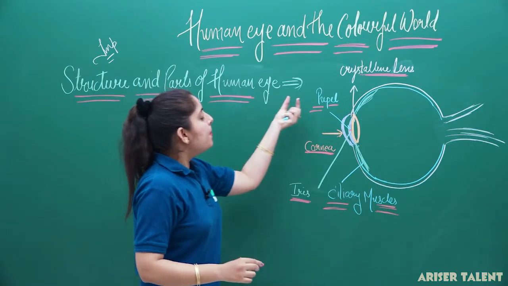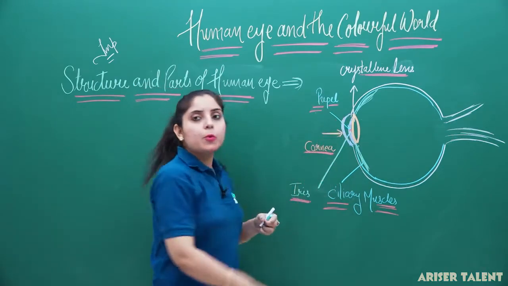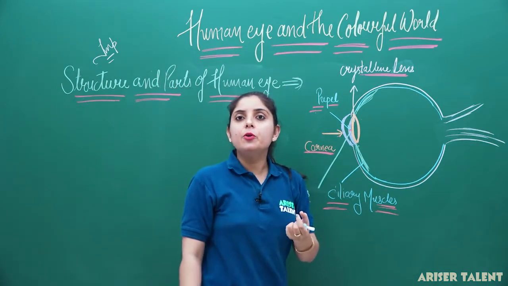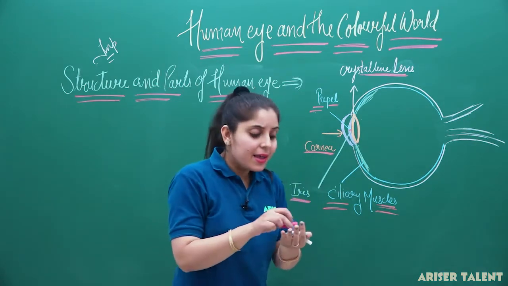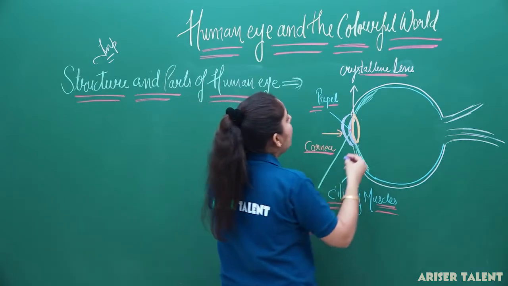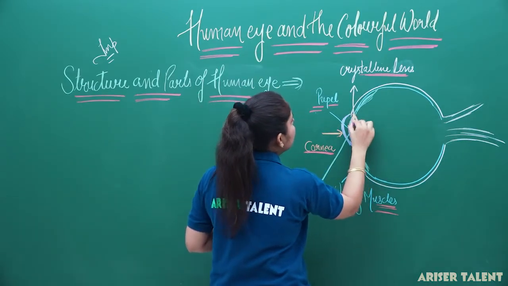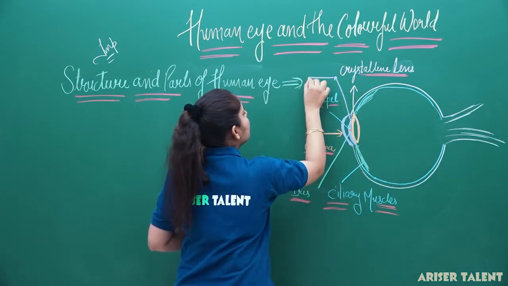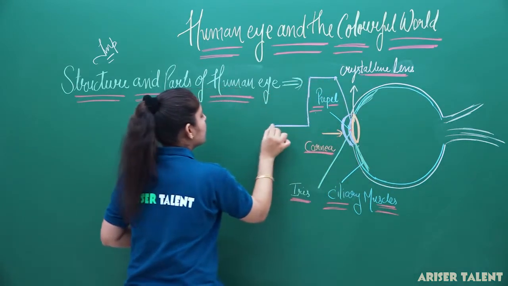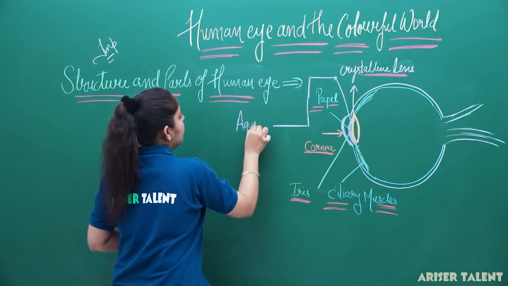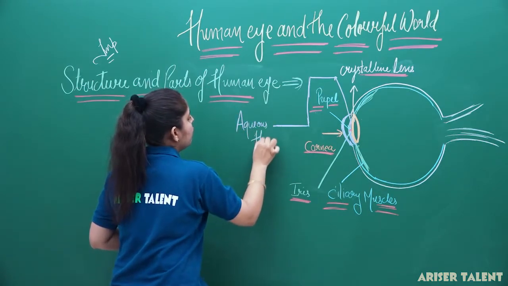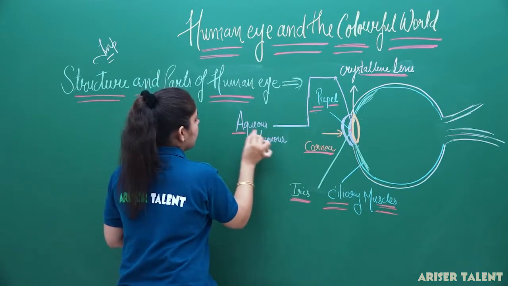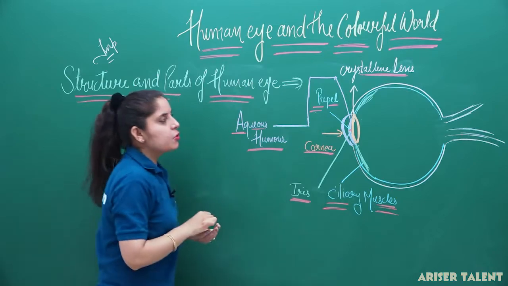Now, between this crystalline lens and the pupil, there is a liquid stored, and that liquid is known as aqueous humor. So in between the crystalline lens and the pupil, you have one liquid stored, and that will be known as aqueous humor. So this will be our aqueous humor.